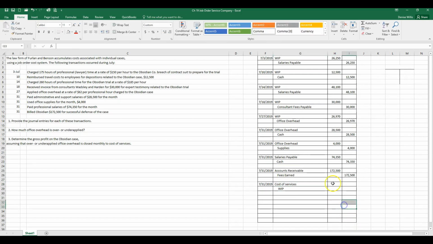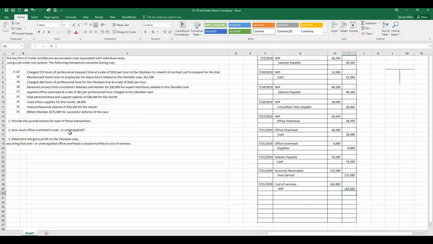Okay, now we just got to figure out the amount. All we're going to do is we're going to come up here and we're going to add up all the debits. So it's equal to this amount plus this amount plus this amount plus this amount plus this amount, and I think we got all of them. So in total it's $143,820. Okay, and that is all of the transactions. So we did number 1, provide the journal entries for each of these transactions. Now the next question, how much office overhead is over or under applied?